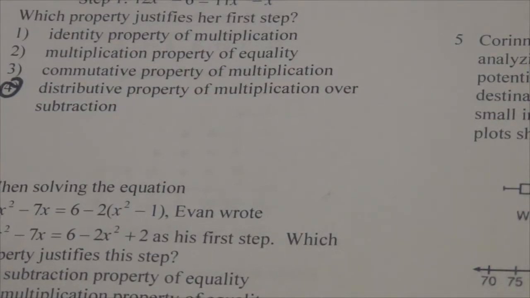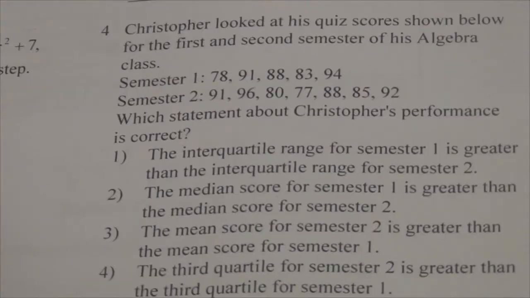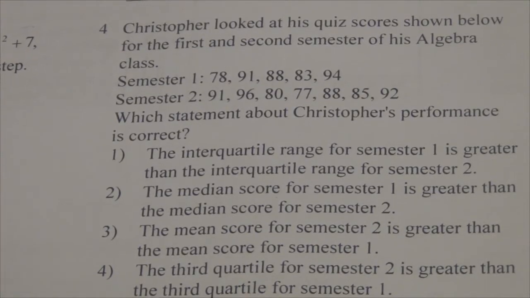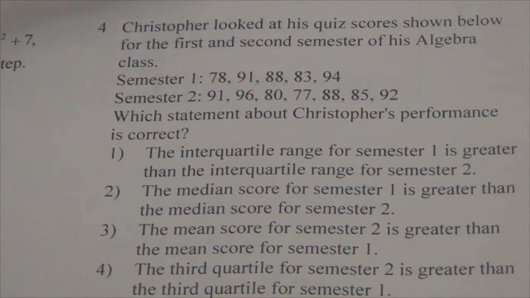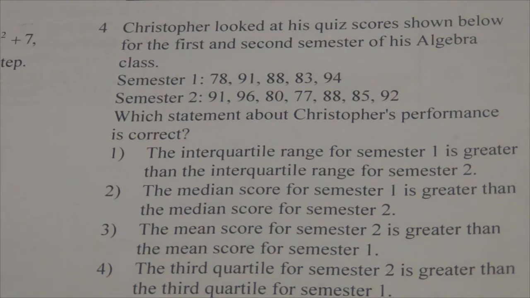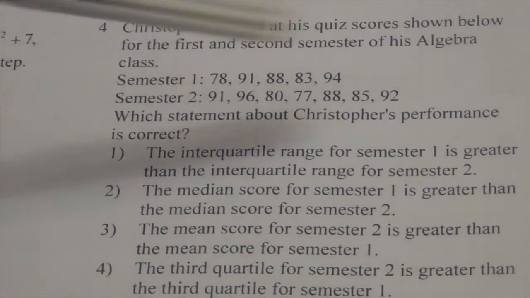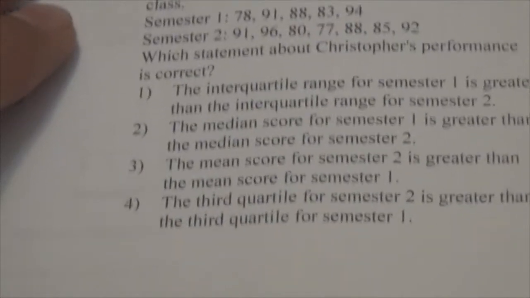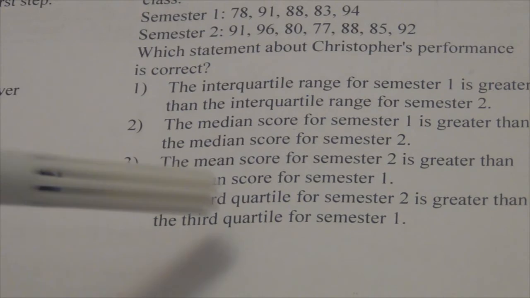Okay. So, let's go back to this one. Christopher looked at his quiz scores shown below for the first and second semester of his algebra class. So semester 1 and semester 2. Which statement about Christopher's performance is correct? So look, the interquartile range, the mean, the third quartile.